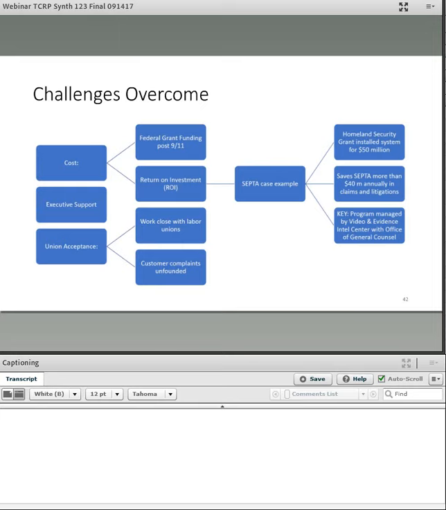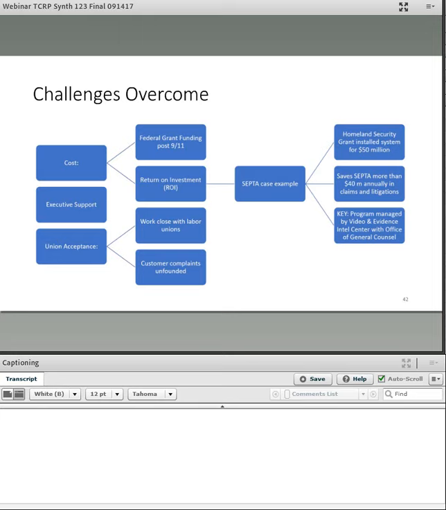So how did they overcome some of those issues we just discussed? The cost. There was federal grant funding post 9/11. They also found that there was a return on investment. In particular, SEPTA received a huge Homeland Security grant and installed a system for $50 million. And their belief is they've saved more than $40 million annually in claims and litigations, and that number keeps going down because there are fewer claims and litigations resulting from accidents. And also, the key for them was that their program was managed by the Video and Evidence Intel Center within the Office of the General Counsel. All of this happens with SEPTA in the legal department because that's where it was inspired.